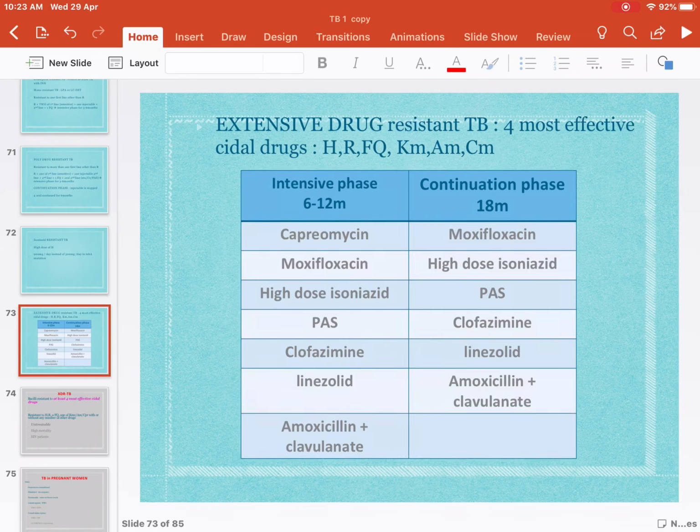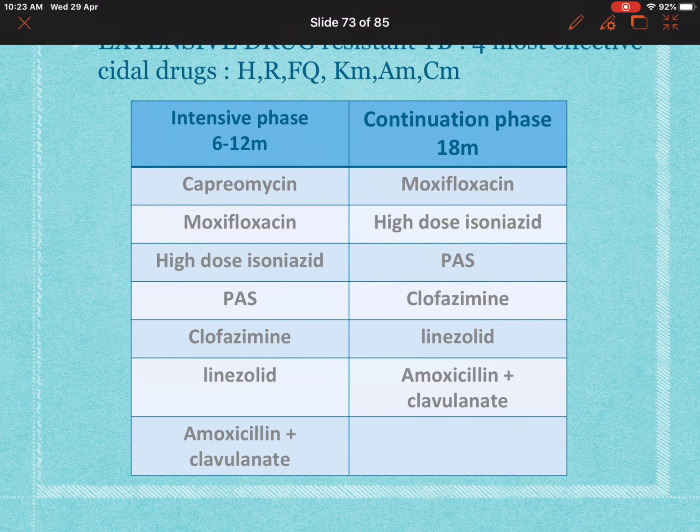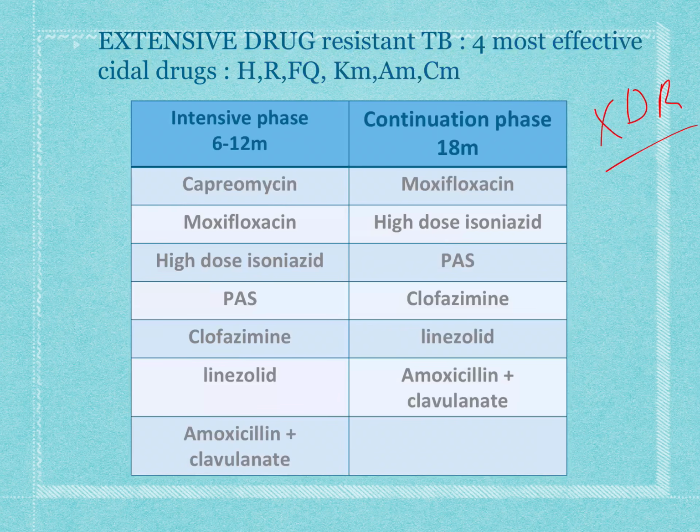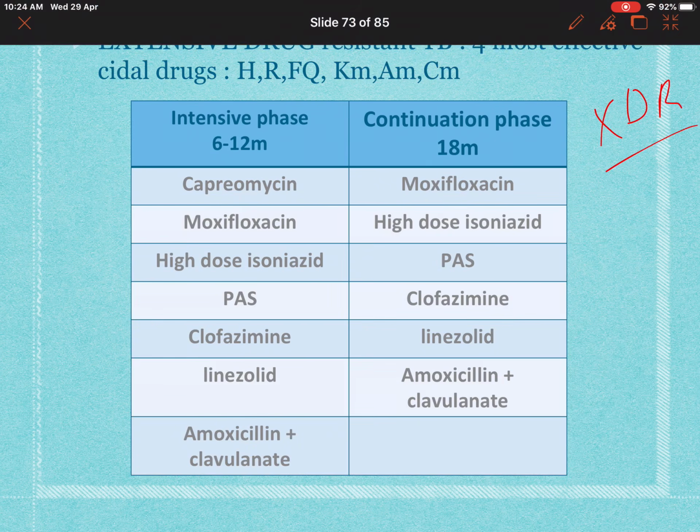If a patient is having XDR TB, also called extensively drug resistant TB, the patient is resistant to the more effective bactericidal drugs, that is isoniazid, rifampicin, fluoroquinolones, and it could be kanamycin, the injectable drugs. So in such a patient, we need to use other lines of drugs like capreomycin, moxifloxacin. You can also use a high dose of isoniazid. Normally 300 milligrams is given per day. Here we can use up to 900 milligrams per day. PAS, para-aminosalicylic acid, clofazimine and linezolid, amoxicillin with clavulanate also can be used.